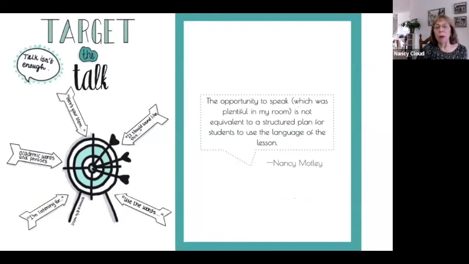Now, Nancy Motley, who is the author of Talk, Read, Talk, Write, cautions us that she started to realize it wasn't enough to tell kids to talk. She had to structure the talk. She had to target the talk. She had to tell them it should sound like this.